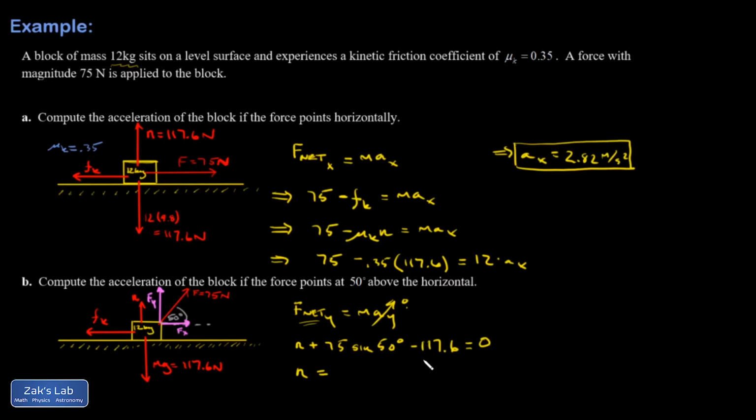Oops. This is the moment I discover my calculator is in radians, because that answer made no sense. All right, 117.6 minus 75 sine 50. And I get a normal force now of 60.15. I'll just keep the extra decimal. 60.15 newtons.